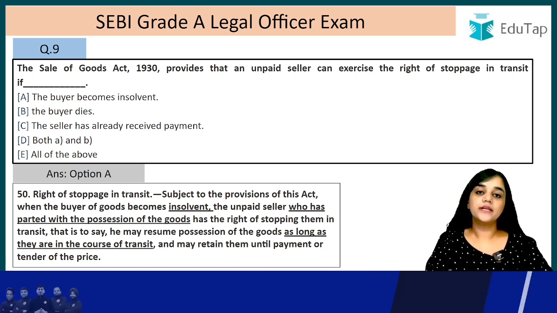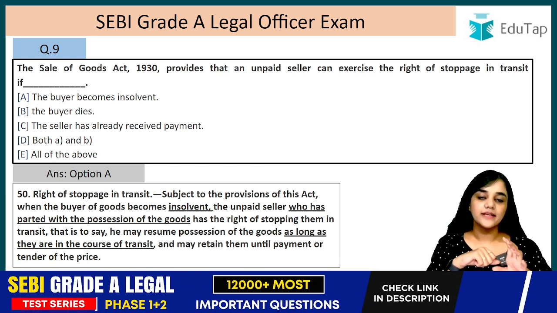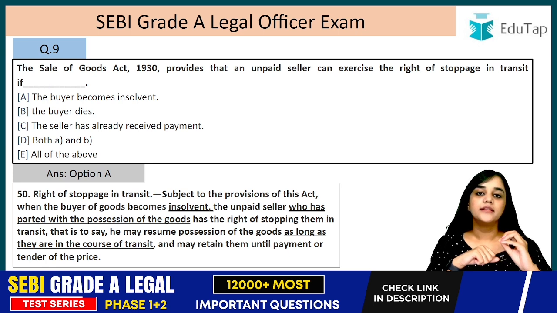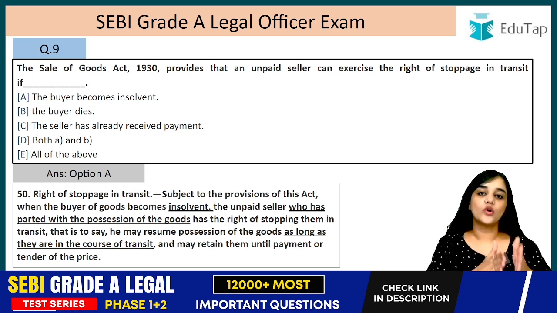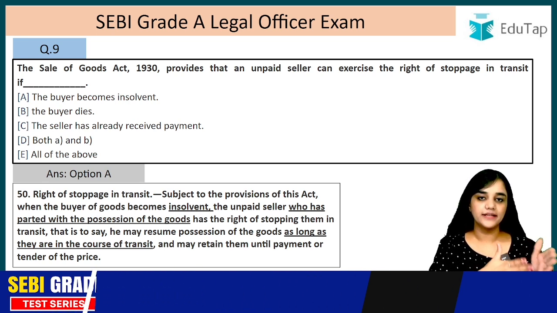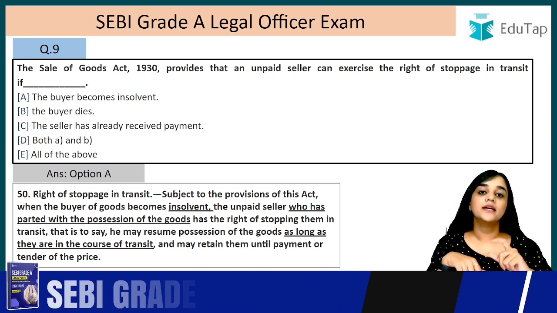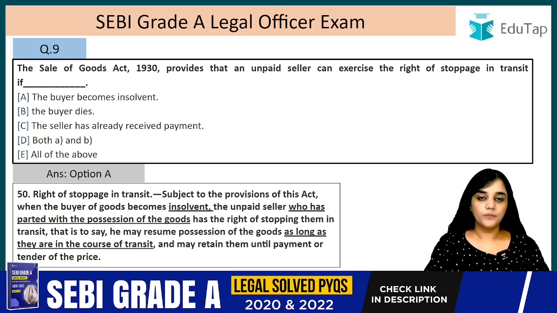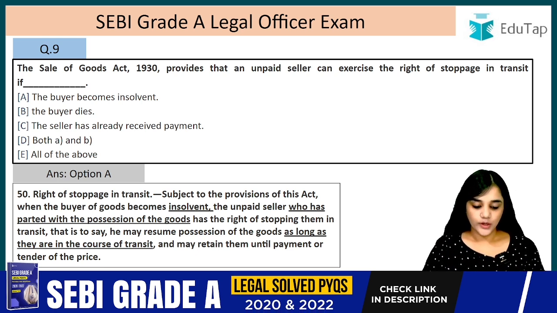And the third could be that the carrier is a third party. In that case, the seller can exercise his right of stoppage in transit while the goods have not reached the buyer, right? While it has not reached the buyer means it is in transit. So I hope you are clear with this. Now let's read it. Now it will be very clear to you.